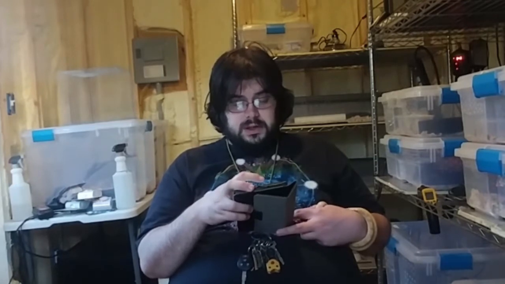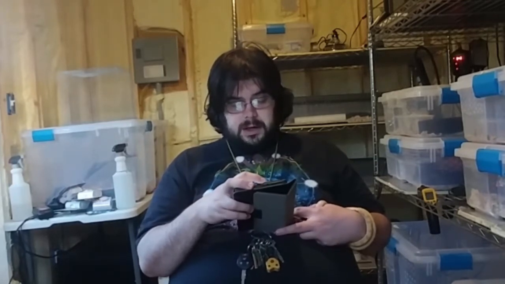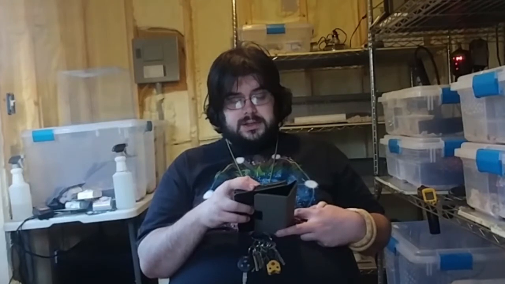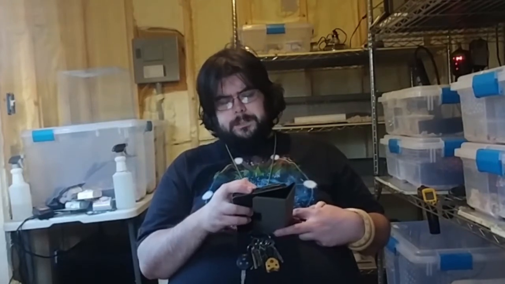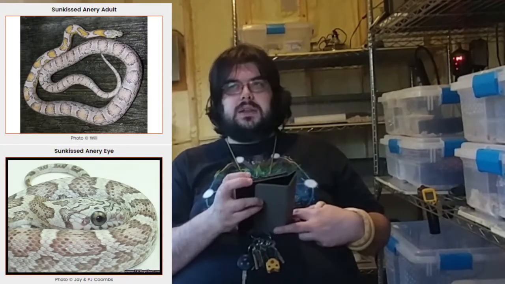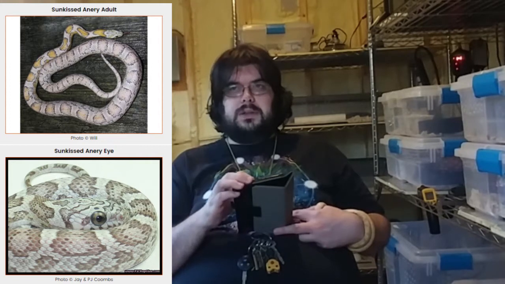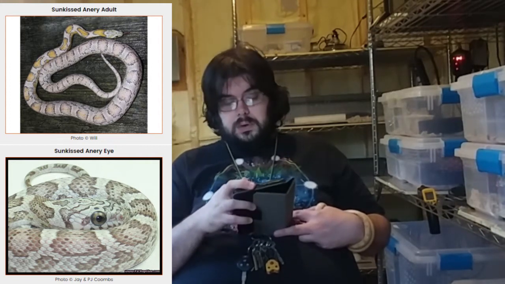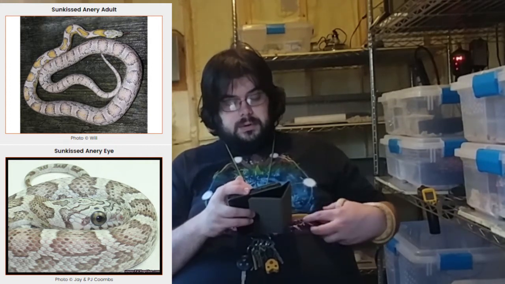Just going down the list, the first thing that comes to my mind is the Anery Sunkissed. So you have a gray and white snake that has a lot of yellow coming up into the saddles, which looks really cool. So I really like that.